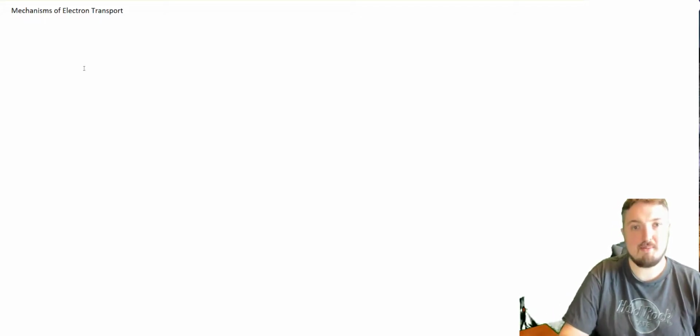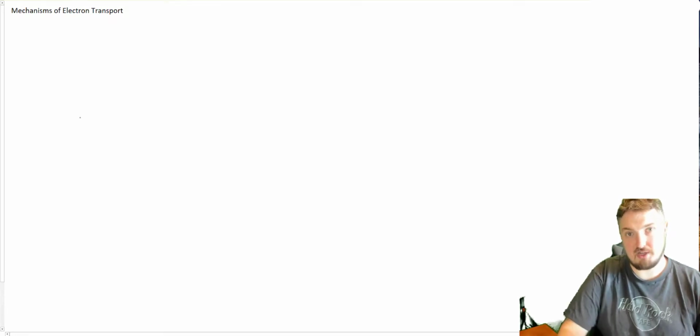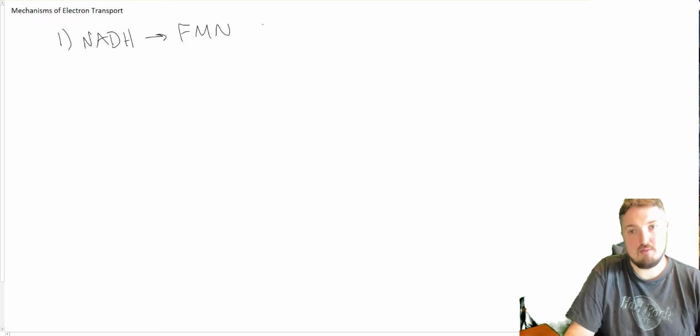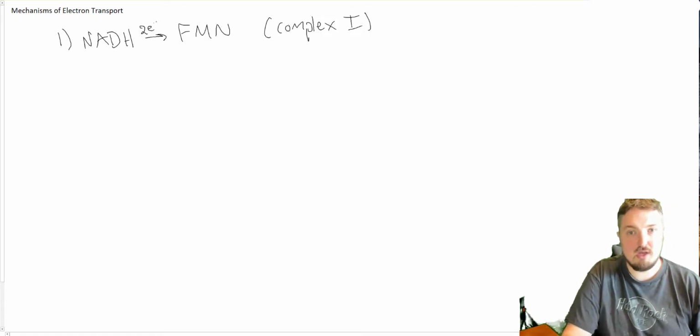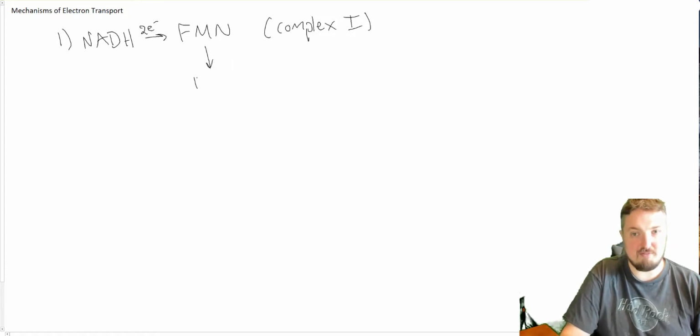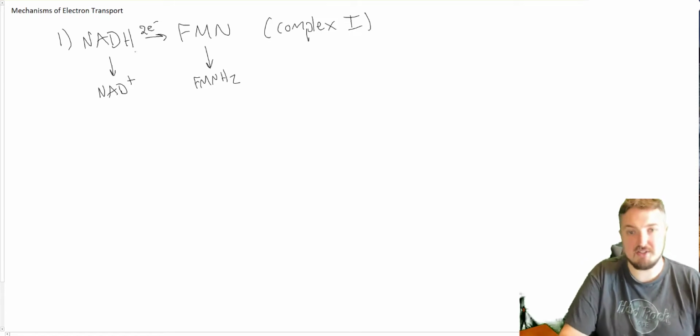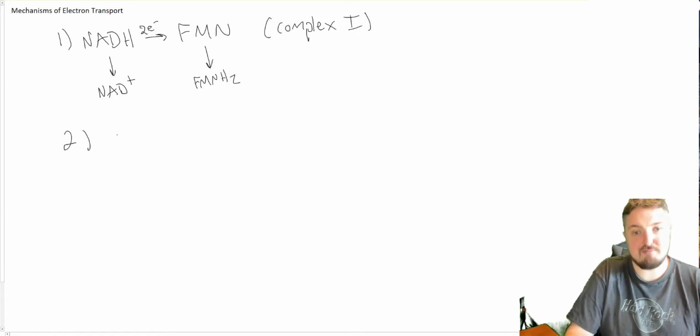Hi folks, today we're going to talk a little bit about some mechanisms of electron transport. Some of these mechanisms are seen throughout the electron transport chain in different complexes. For example, we're going to talk about NADH transfer onto FMN, which happens in complex 1. Remember that the prosthetic group FMN, flavin mononucleotide, actually accepts the pair of electrons that's moved and causes FMN to become FMNH2. This is very similar to what happens with FAD, and then NADH is oxidized to NAD+.